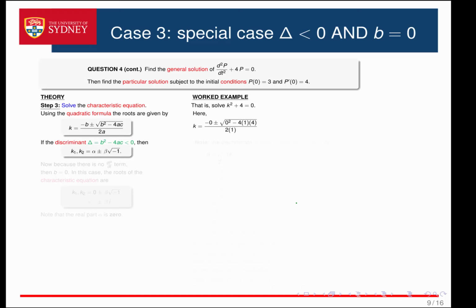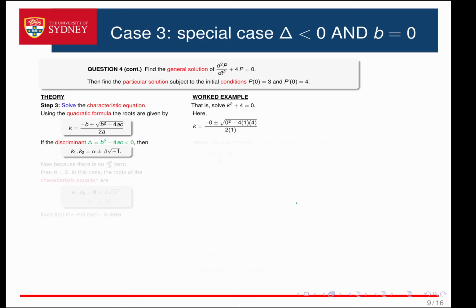Now the discriminant negative 16 can be written as positive 16 times negative 1. Again, using the law that says the square root of a times b is equal to the square root of a times the square root of b, we can then write the square root of 16 times negative 1 as the square root of 16 times the square root of negative 1. Now the square root of 16 is 4. We then divide top and bottom by 2. Thus k is equal to plus or minus 2 times the square root of negative 1. So the two roots are positive 2i and negative 2i.